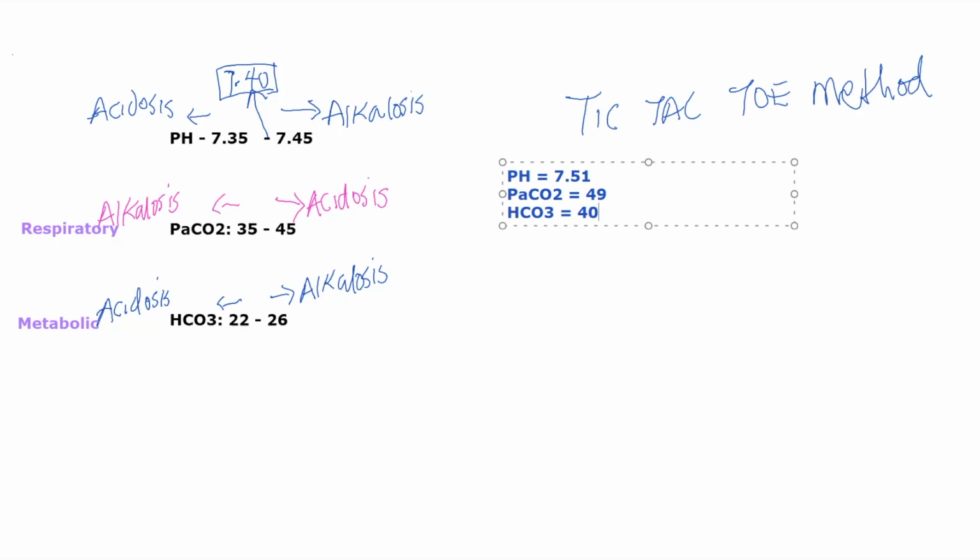Just to put it out there, guys, there are some questions where they might give you a PaO2 value like this. Keep in mind that you are actually not going to use your PaO2 to calculate your acid-base imbalance. It's just letting you know what the partial pressure of the oxygen in your arterial blood is.